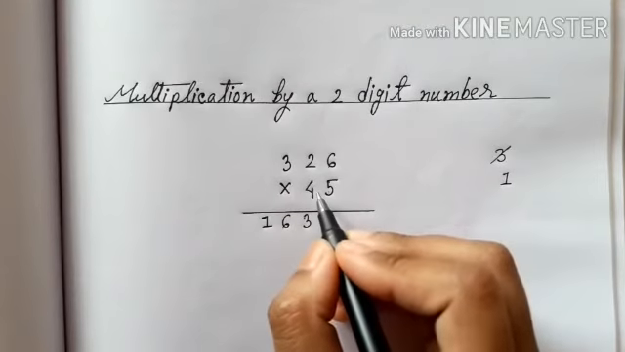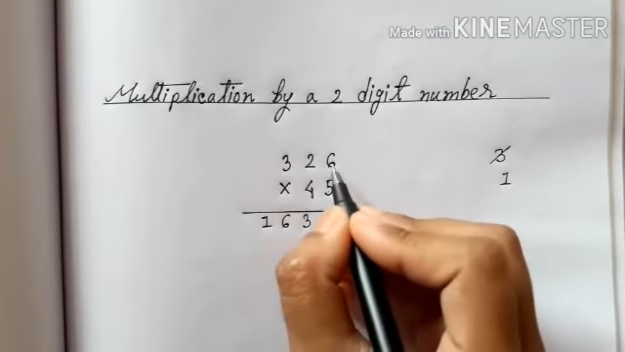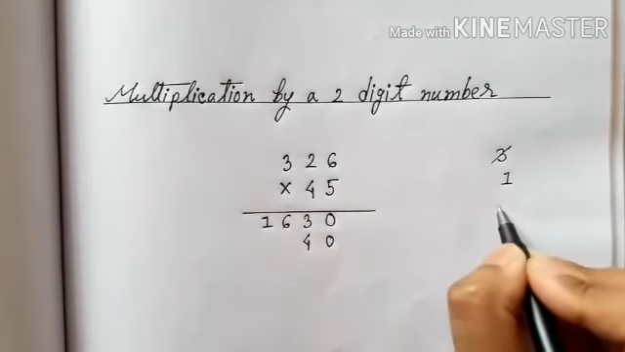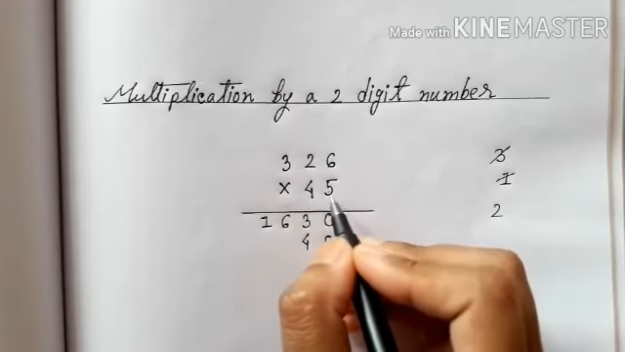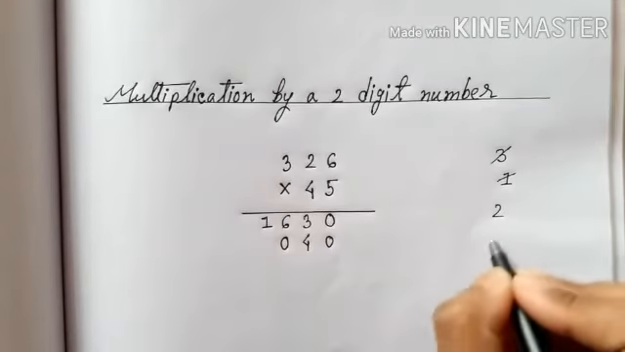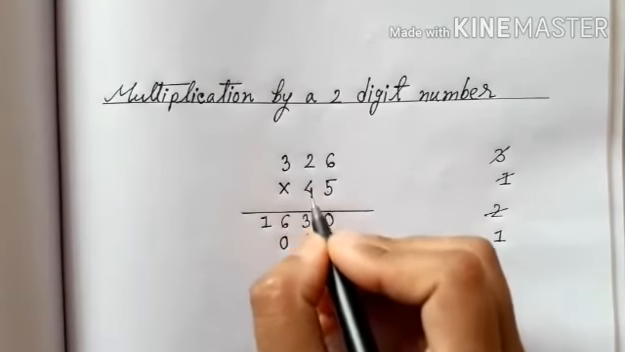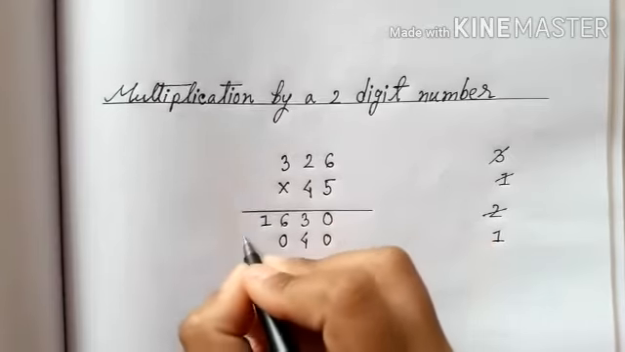Now we have to multiply 326 by 4. So 6 4s are 24. Write here 4 and 2 is carried. 2 4s are 8. 8 plus 2, 10. So put here 0 and 1 is carried. Now 3 4s are 12. 12 plus 1, 13. So write here 13.